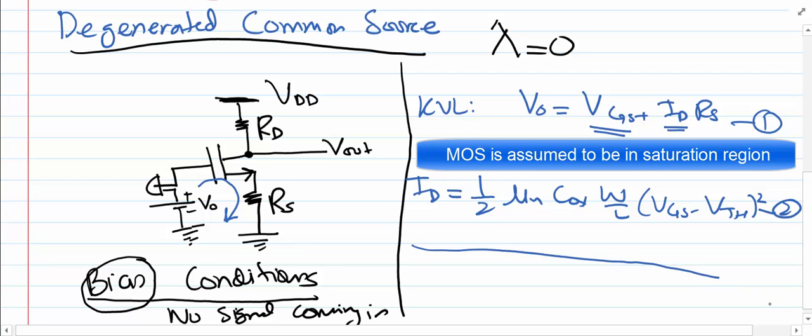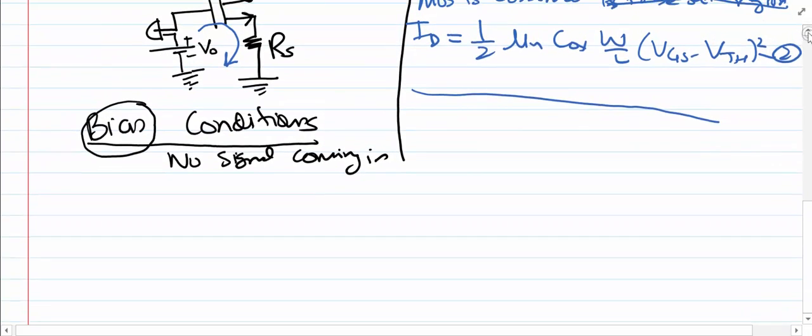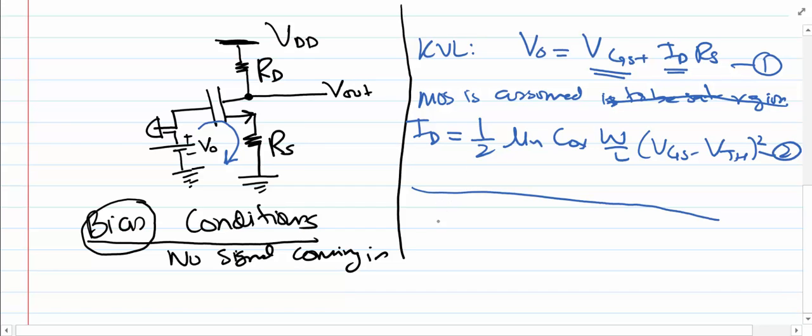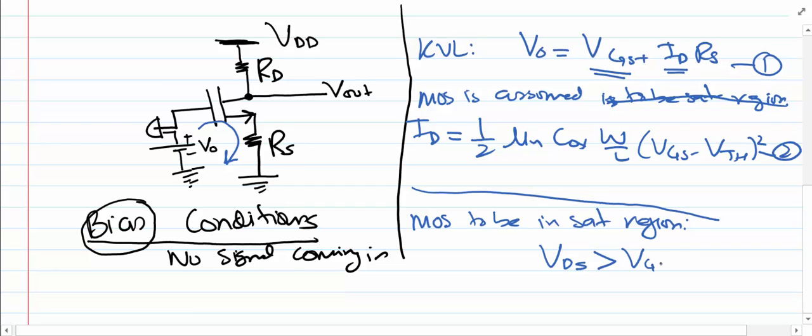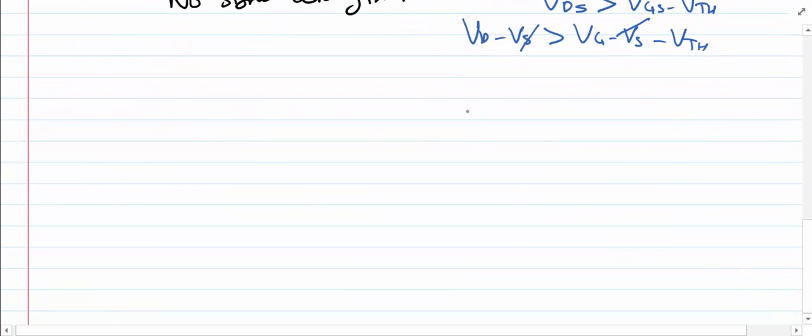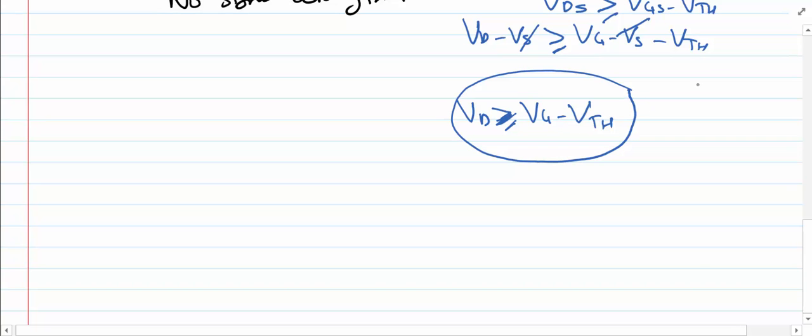Now once we have the ID, we need to check the conditions for the MOS to be in the saturation region. Now we know that if we want the MOS to be in saturation region, the condition that we have to meet is VDS has to be greater than VGS minus VTH. Now we have got VDS is equal to VD minus VS, and VGS is equal to VG minus VS. So if we take out the VS from both sides, we'll end up with VD greater than or equal to VG minus VTH. So this condition has to be met if you want the device to operate in the saturation region.